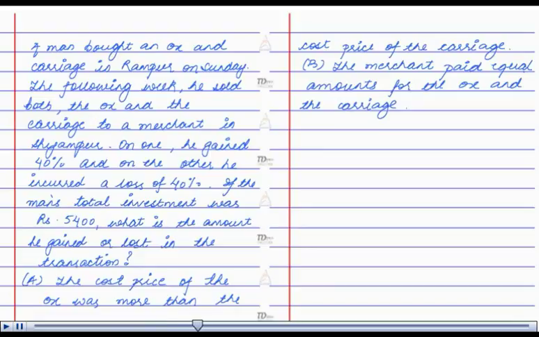Statement A is the cost price of the ox was more than the cost price of the carriage. And statement B is the merchant paid equal amounts for the ox and the carriage. With the information given in statement A, that is, the cost price of the ox was more than the cost price of the carriage, the loss or gain cannot be calculated.